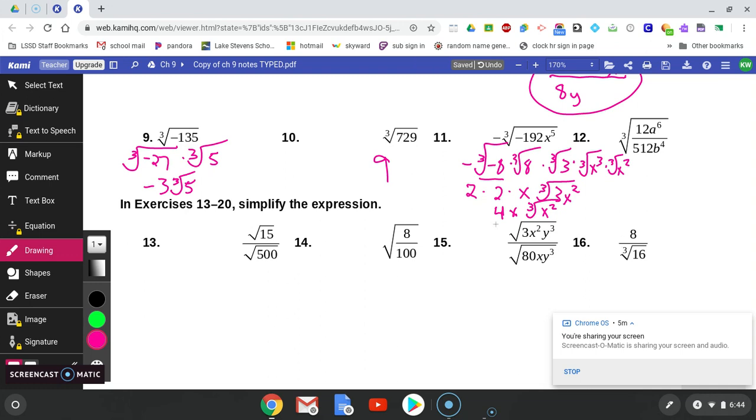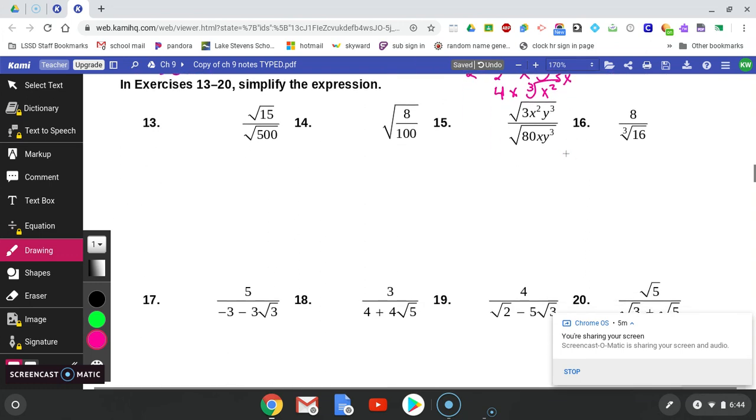All right. We would do the same thing on number 12. We won't do all of these problems, though.